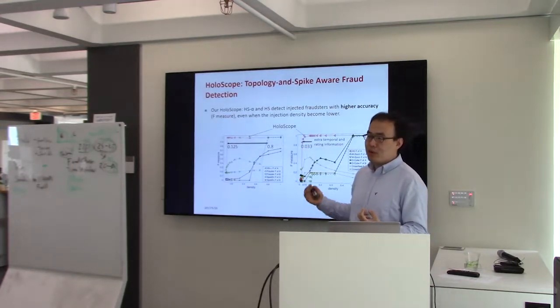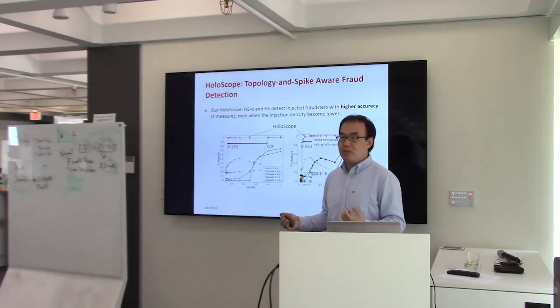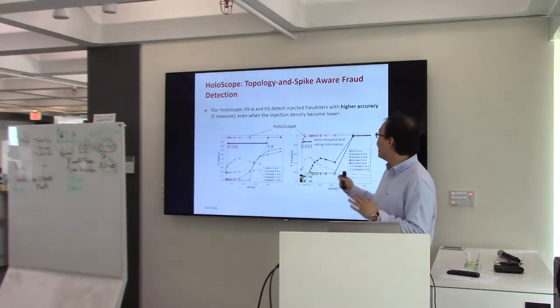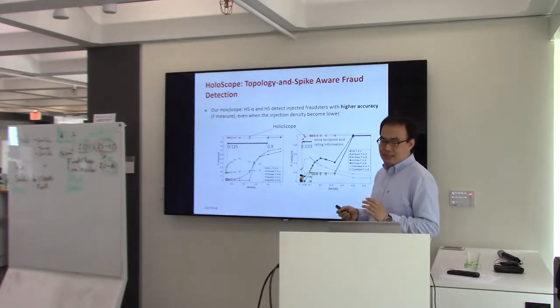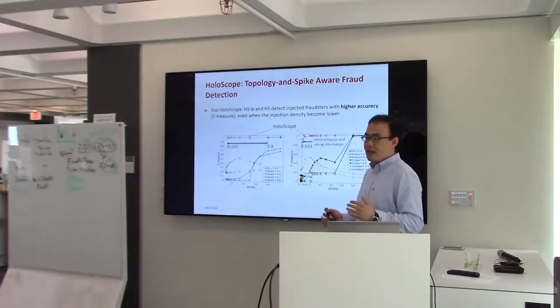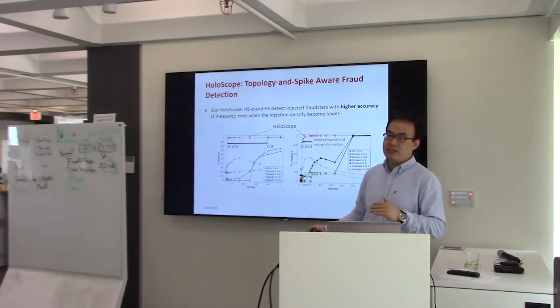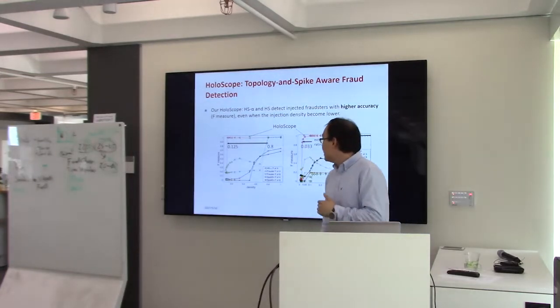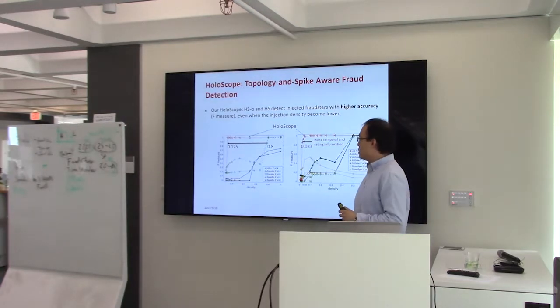Today I'm going to propose our solution for fraud detection, which makes holistic use of multiple signals. We call it HoloScope, and it makes use of connectivity, temporal spikes, and also rating deviations in our dataset. So here is the overview of our solution.